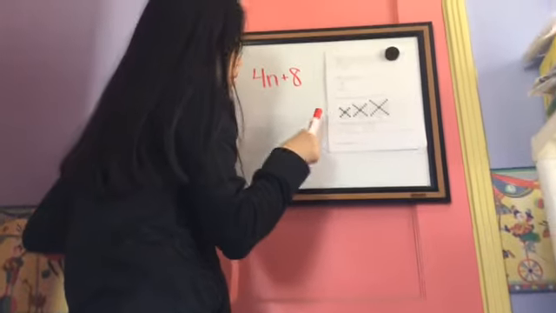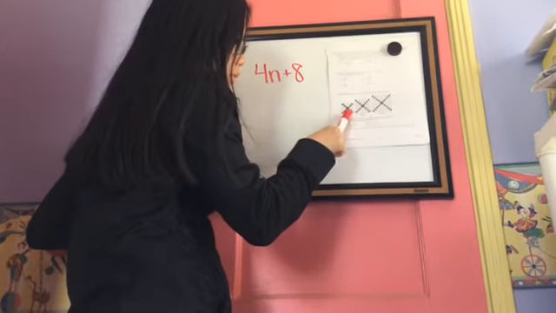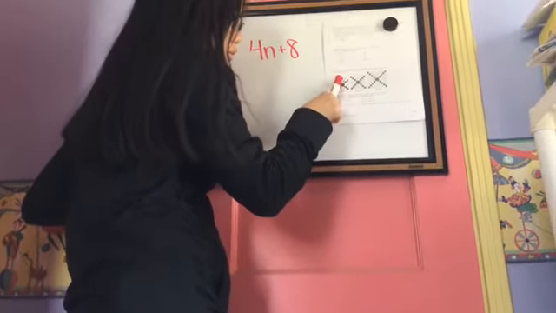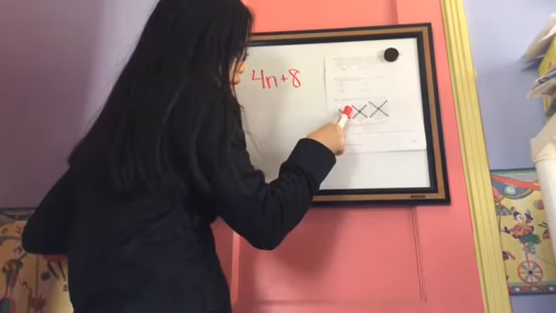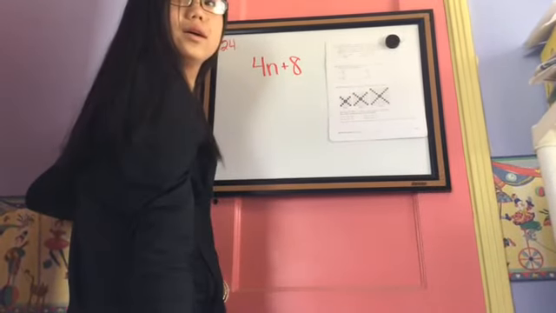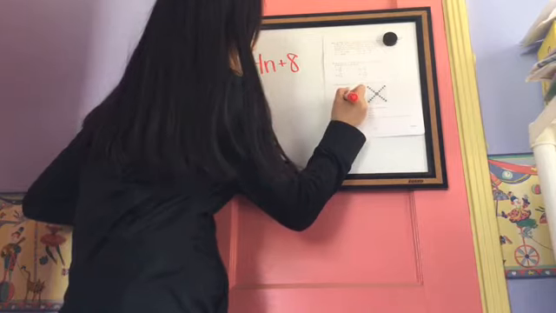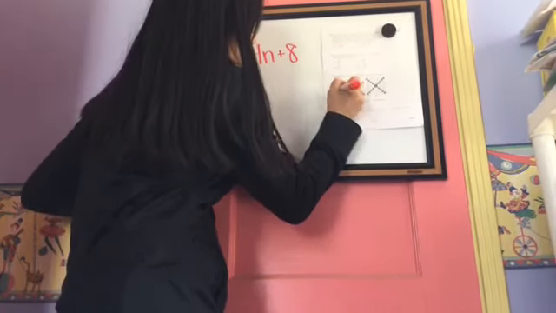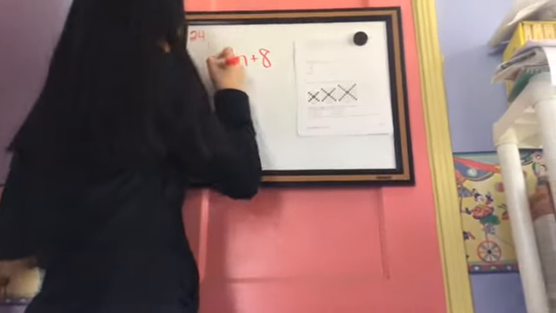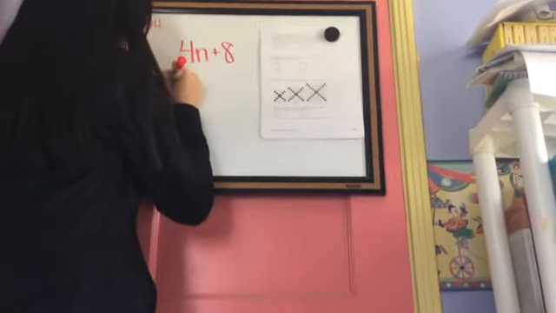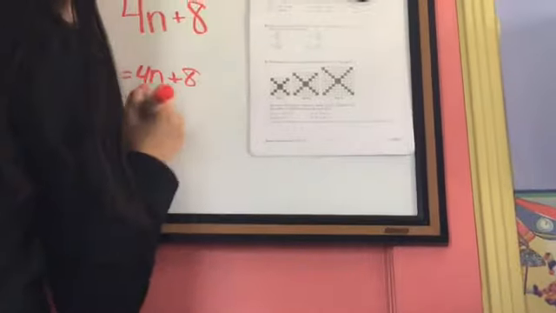Because in term 1, there's 4, 5, 6, 7, 8, 9, 10, 11, 12. So it includes these 8. So a of n is equal to 4n plus 8, which is number 2.